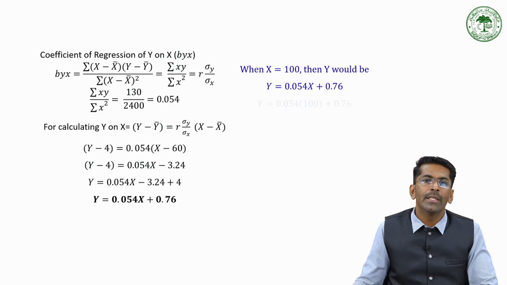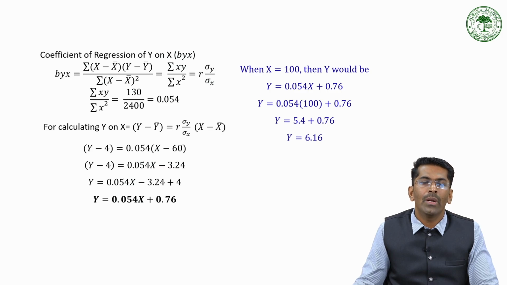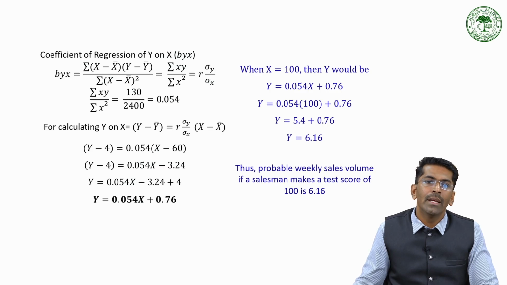So y is equal to 0.054, and instead of x I am substituting 100, plus 0.76. If you multiply these two terms, it will become 5.4. Then if you add together, it will become 6.16. So we can interpret this term as the probable weekly sale volume of the salesman if he achieves a test score of 100, which is equal to 6.16.